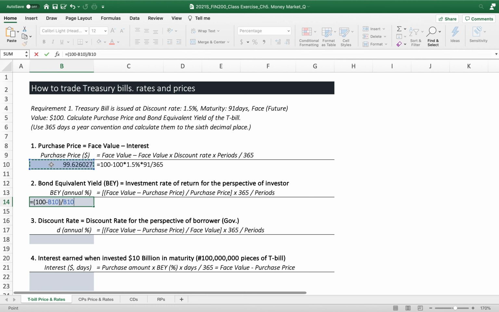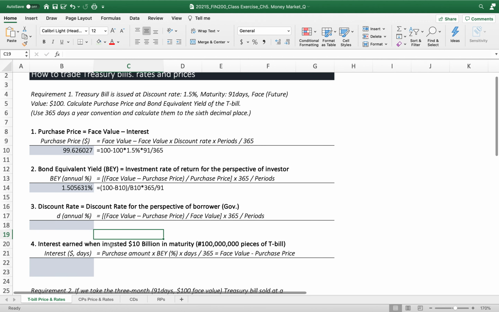So I want to put this B10, the purchase price over time, and then times what do you need? Right, 365 days. So that is the annualized factor. We want to get the annual rate. So 1.505631% is now the investment yield. So, and then the discount rate.